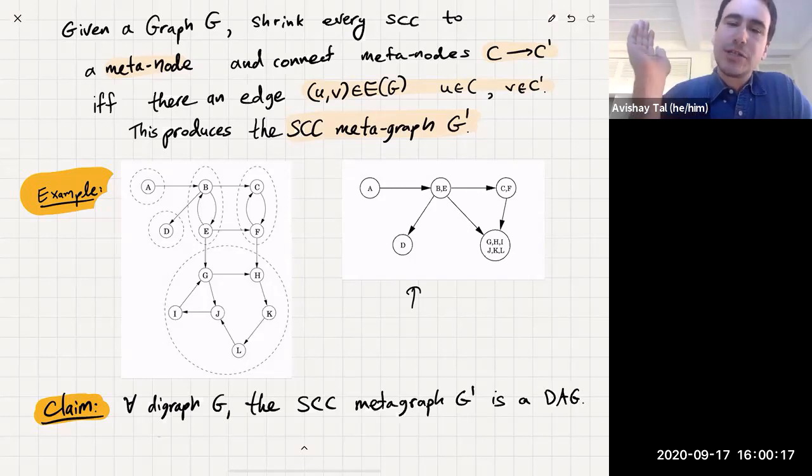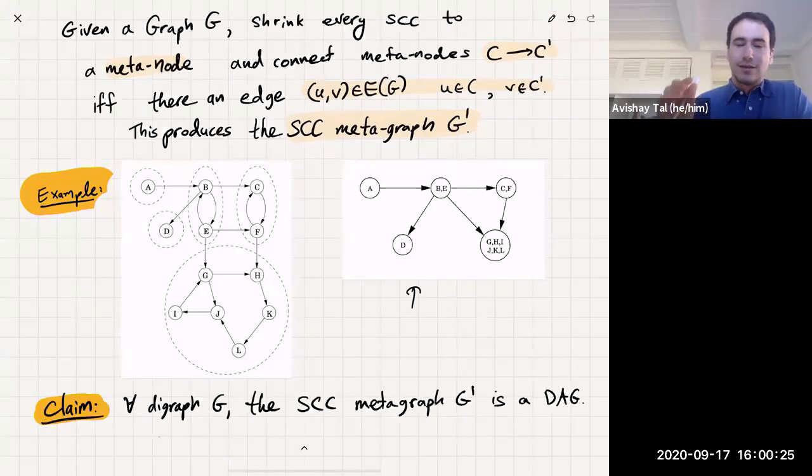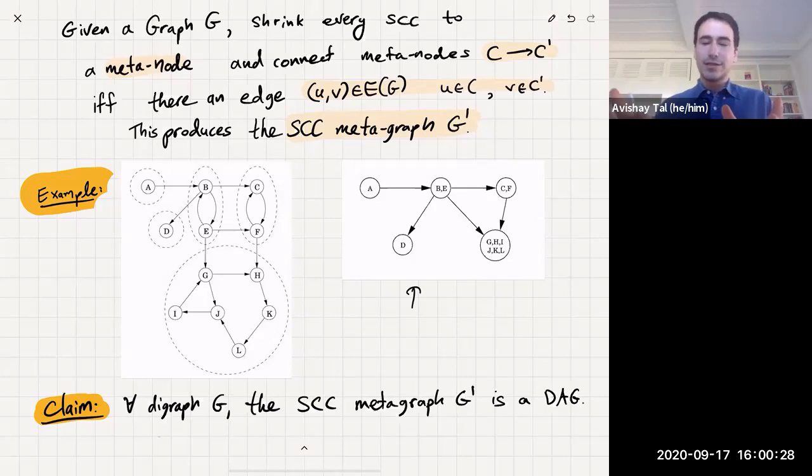I mean, it's just notation. I'm not sure that it's consistent with the book, so I'm sorry if it's not. I'm just saying, here you take a graph G and you look at the strongly connected component metagraph G prime of G. Okay, so I'm saying this is always a DAG, all right?